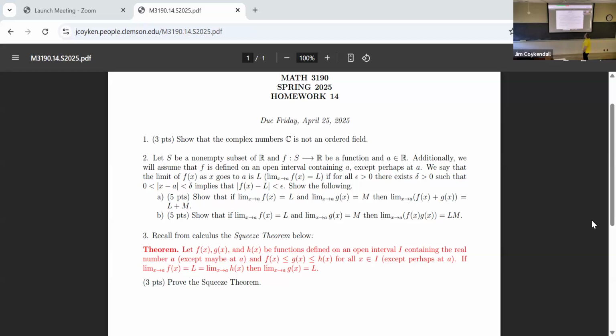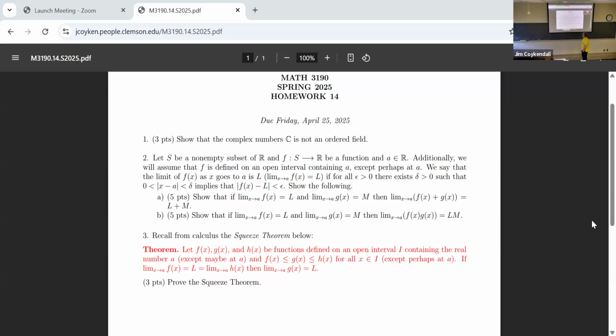Use this to show a couple of limit laws. Part A: show that if the limit as x goes to a of f(x) is L, and the limit as x goes to a of g(x) is M, then the limit as x goes to a of f(x) + g(x) is, surprise, surprise, L + M. And part B: do the product function. If the limit as x goes to a of f is L and the limit as x goes to a of g is M, show the limit as x goes to a of f(x) times g(x) is L times M.